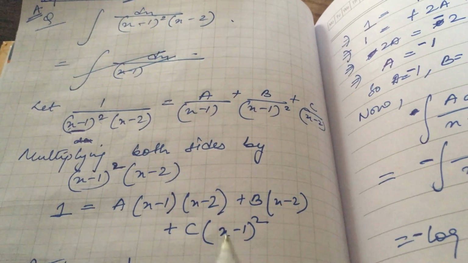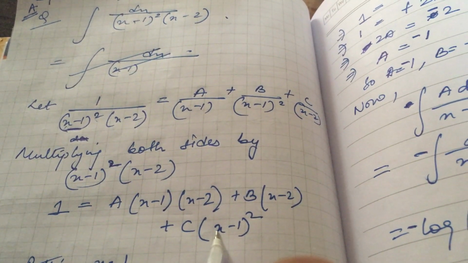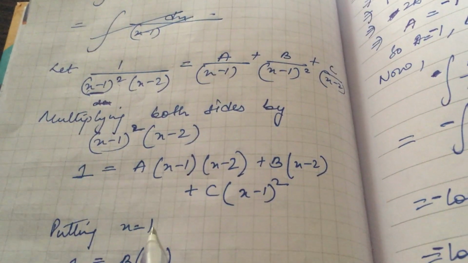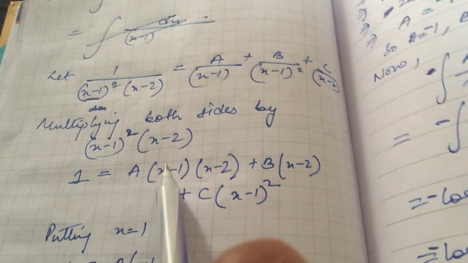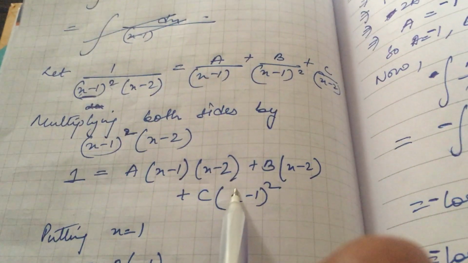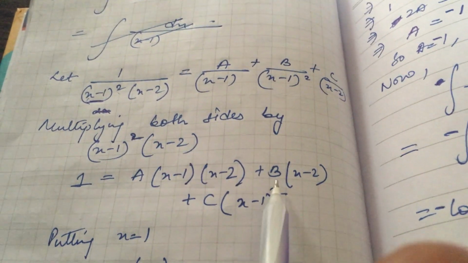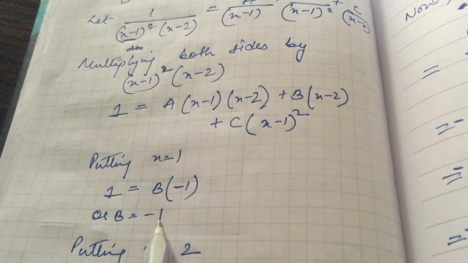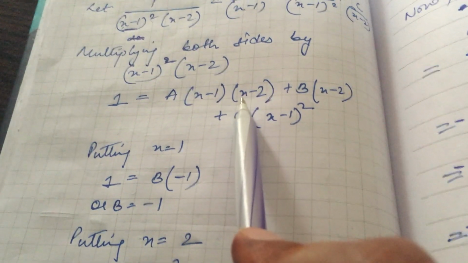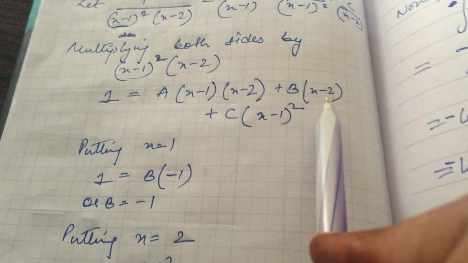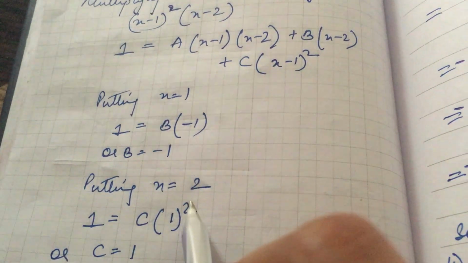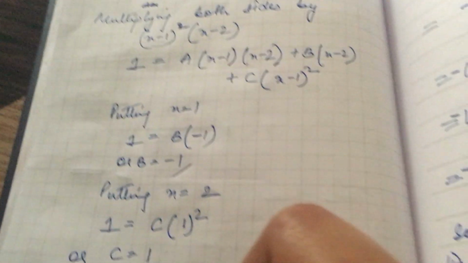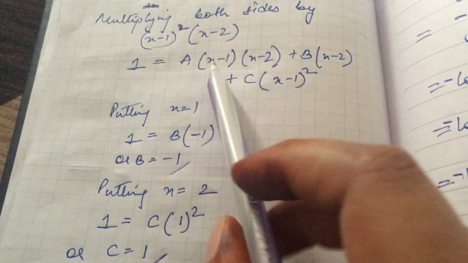Again our goal is to make two of the expressions 0 and find the third one. So I am putting x equals 1. When I put x equals 1, this expression becomes 0, and this expression also becomes 0, so I get the value of b. For x equals 1, b equals minus 1. Now if I put x equals 2, 2 minus 2 is 0, so I get the value of c. I got b as minus 1 and c as 1. How do I find the value of a?